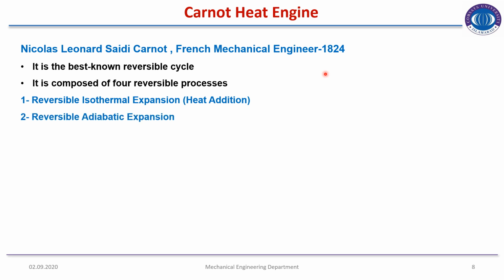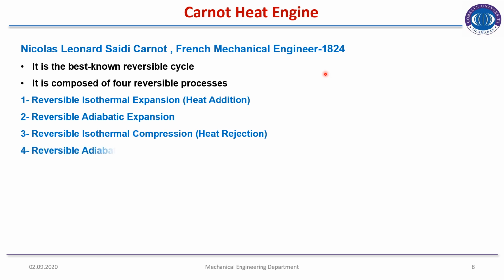The second process is reversible adiabatic expansion. The third process is reversible isothermal compression, and heat is rejected during this process. Therefore, we have written heat rejection in the bracket. And the fourth process is reversible adiabatic compression. So this is a cyclic process, and all these processes are reversible as well.